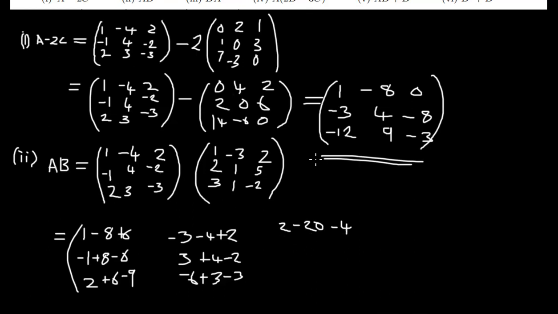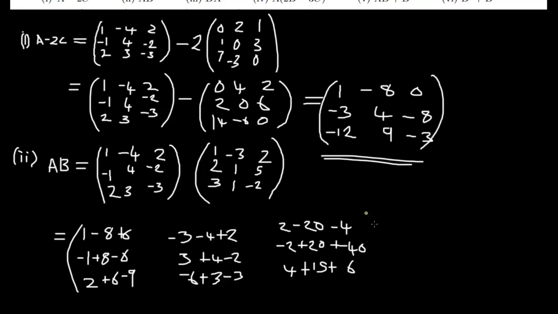So negative 1 times 2, you get negative 2. And then 4 times 5, you get positive 20. And then negative 2 times negative 2, you get a positive 4. And then lastly there, you say 2 times 2, you get a 4. And then 3 times 5, you get a 15. And then negative 3 times 2 times negative 2, you get a positive 6.